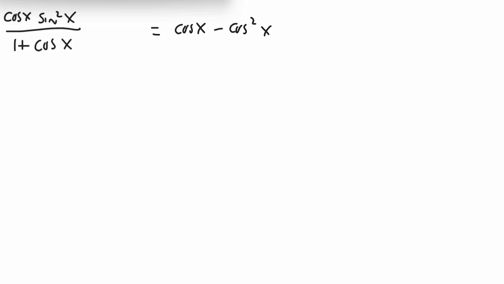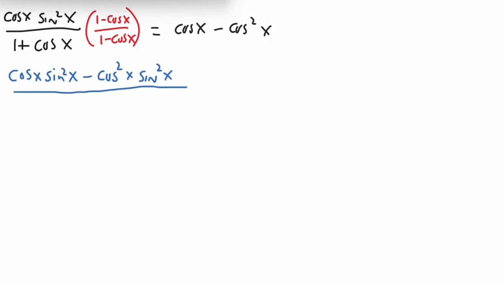Problem 3. I suspect on this one, the thing to do is to multiply by the conjugate, which is 1 minus cosine x over 1 minus cosine x. The reason for doing this is we can make a Pythagorean identity substitution in the denominator. I'll show you here. Okay, so let's simplify and multiply on the left side. So there's the new numerator.